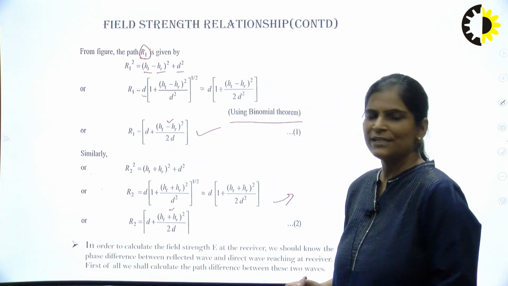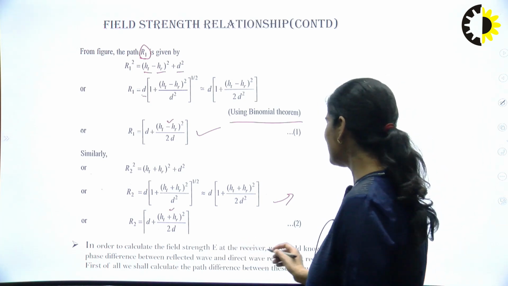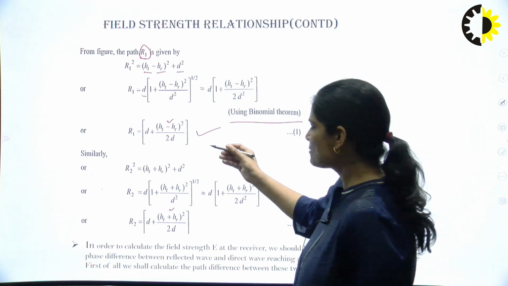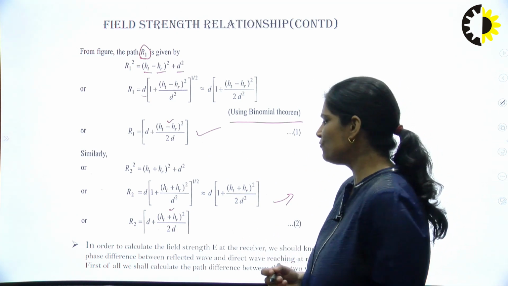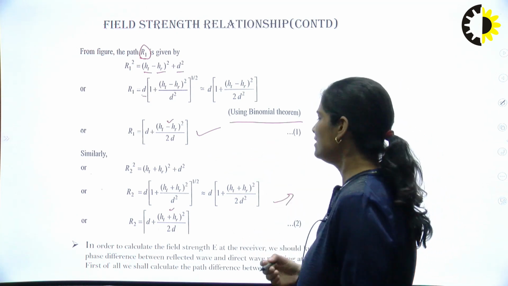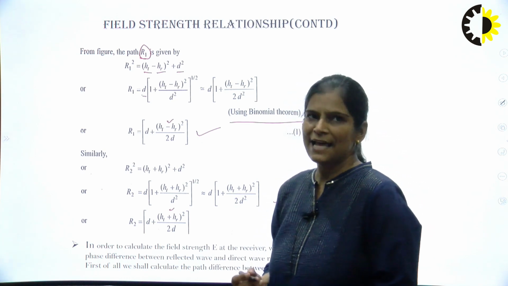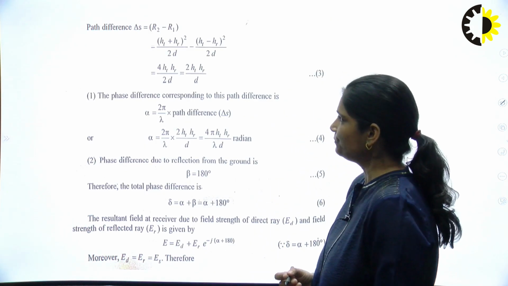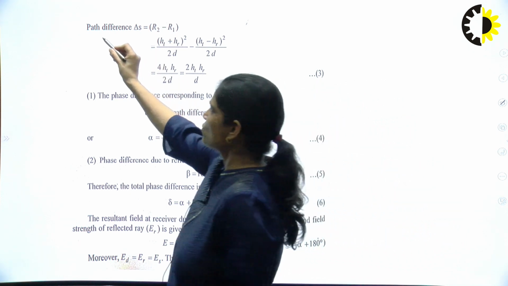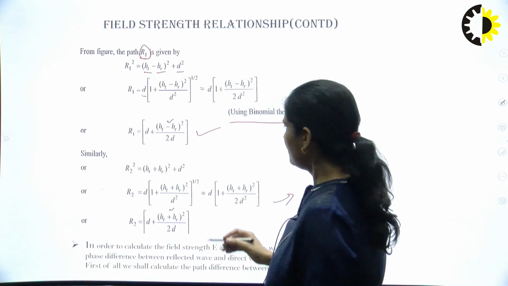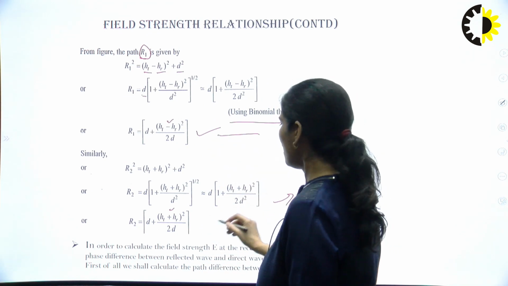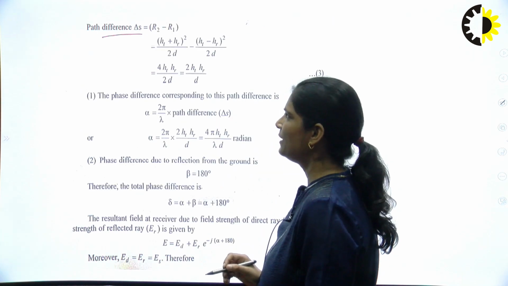In order to calculate the field strength E at the receiver, we should know the phase difference between the reflected wave and the direct wave reaching the receiver. First of all, we should calculate the path difference between these two waves, the direct wave and the reflected wave. So we have to find the path difference R2 minus R1. We can put the values of R1 and R2 in this equation and find the difference.